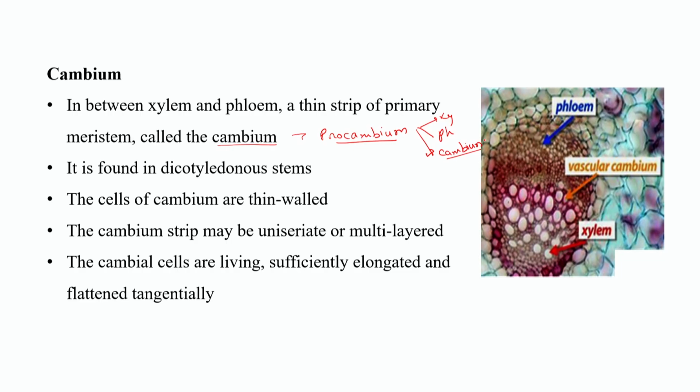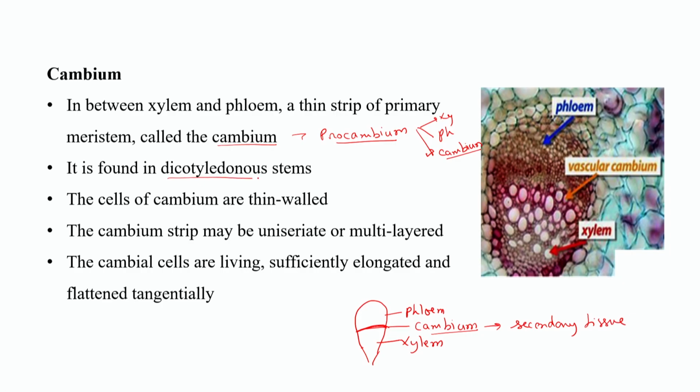So, this cambium is a very thin strip, generally a single layer of tissue, which is found in between xylem and phloem. If this is the xylem, and the outer one is phloem, then you will have cambium in between. Okay. So, it has meristematic activity. Phloem and xylem are not meristematic, but this cambium will have the meristematic activity and will perform the function of division and give rise to secondary tissue.